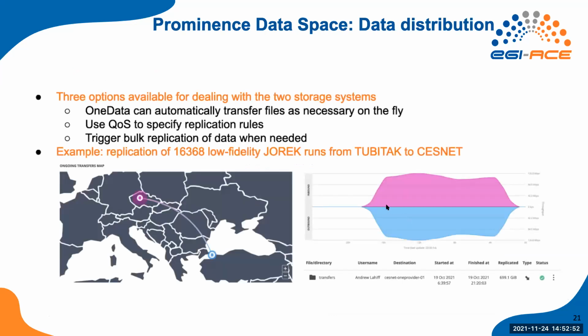They also implemented data distribution between sites. So this is one of the characteristics for data exchange. This can be performed either automatically by One Data or using the QoS to specify the QoS rules. Of course, also in a way that we can have bulk replication when needed. This is, for instance, an example of bulk replication between the 2 sites.